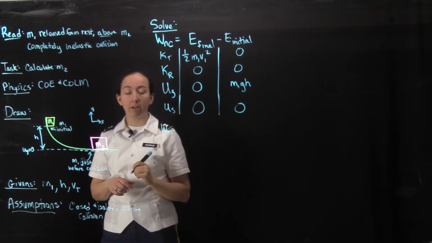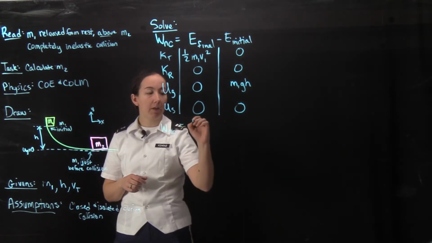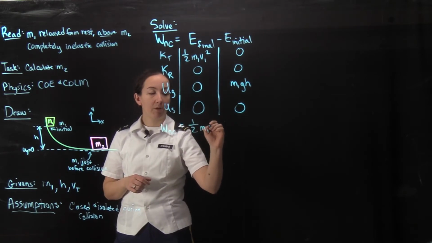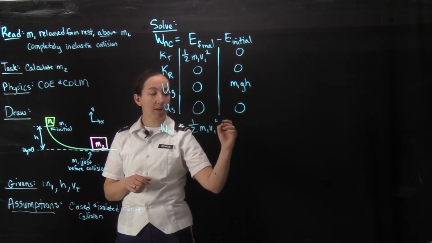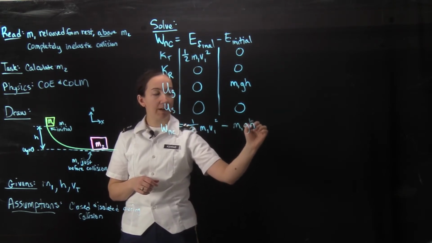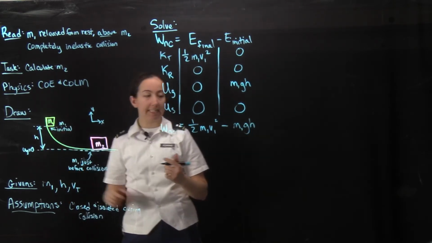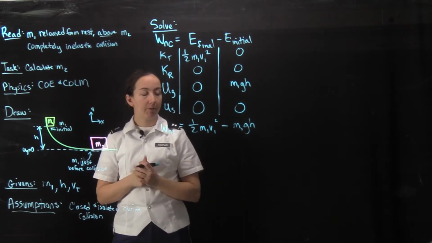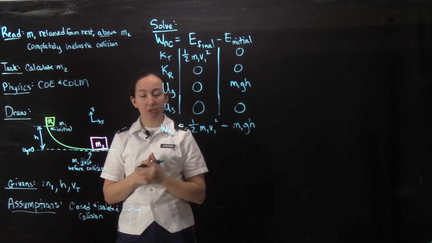So I have my work due to non-conservative forces is equal to 1/2 times mass 1 times speed of mass 1 squared minus mass 1 times acceleration due to gravity times that change, that height for the gravitational potential energy, that h.